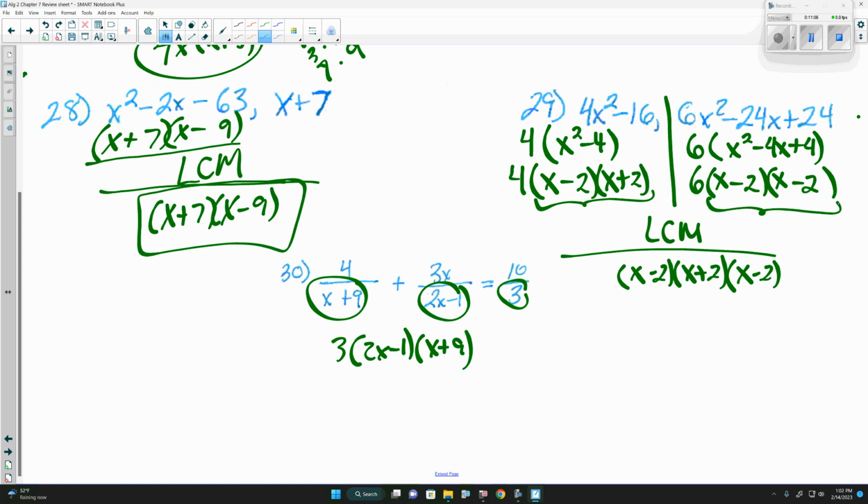And the last thing is we need to see what is the first number I can turn both 4 and 6 into. 12 going up. So that there's the least common multiple. 12 times x minus 2 times x plus 2 times x minus 2. Any other questions on this here?